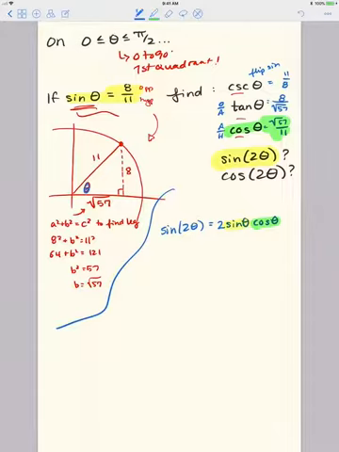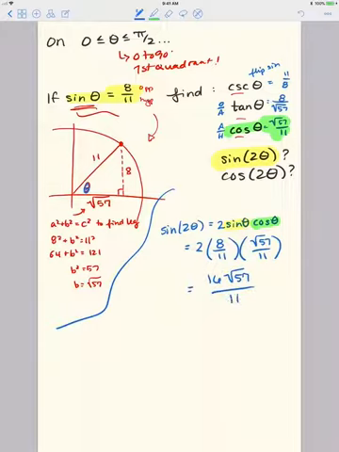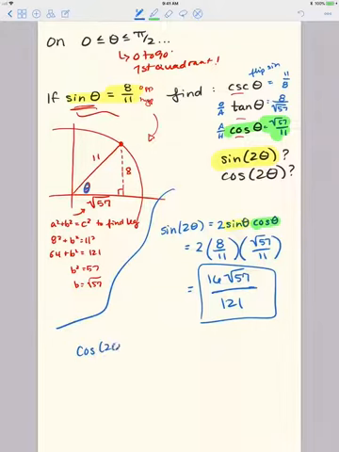So we can simply plug those in to this double angle formula for sine and do 2 times 8 over 11 times square root of 57 over 11. And it's not a very pretty fraction, but it ends up being 16 square root of 57 over 121. 11 times 11, we're not adding, 121, as the exact answer for sine of 2 theta. Okay. When we do cosine of 2 theta, there were a few ways you could write that.